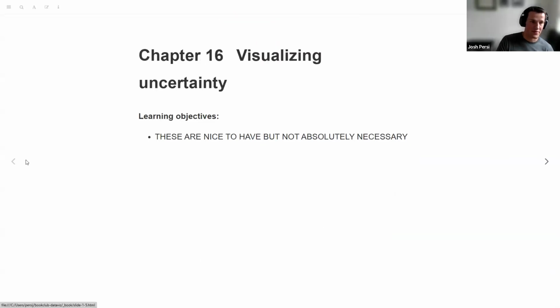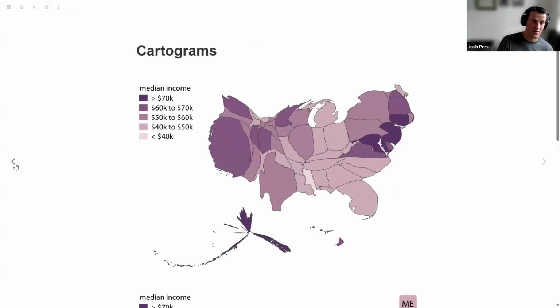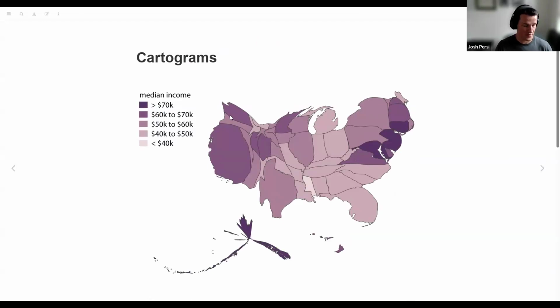I think that's the end of chapter 15. We've got about 7 minutes left, I think. Does anyone have thoughts that they would like to bring up about these chapters?